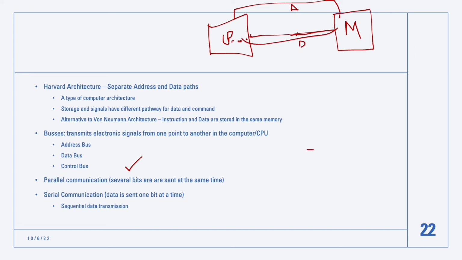You can transmit several bits of data at the same time in parallel, and serialization is one bit at a time. I will stop this slide recording at this particular point in time.